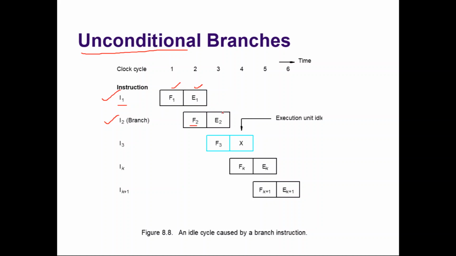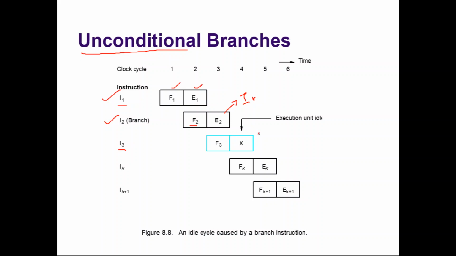It is executed during clock cycle 3. After executing, only then does the processor know that it is a branch instruction and it wants to transfer the control to instruction K. But meanwhile, what happened? Instruction 3 was fetched during clock cycle 3. But at the end of clock cycle 3, the processor recognized that after instruction 2, the instruction supposed to be executed is K, not 3.